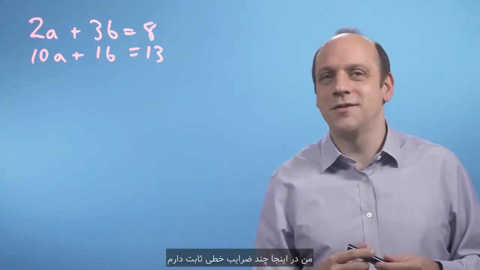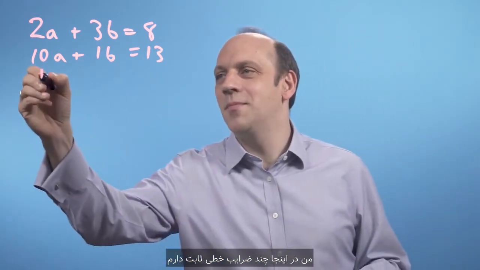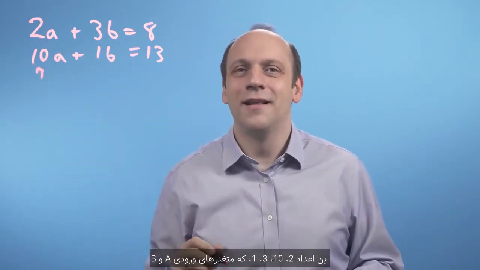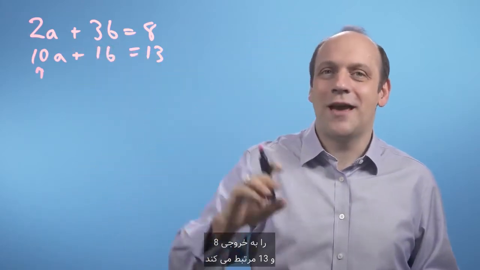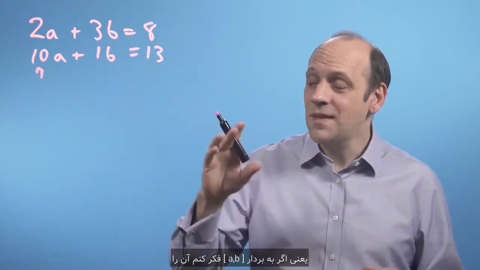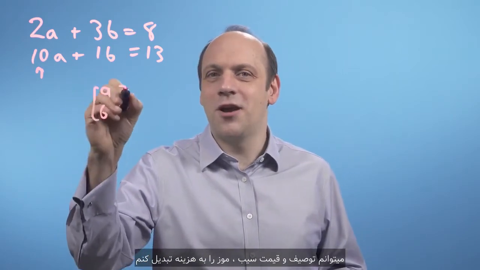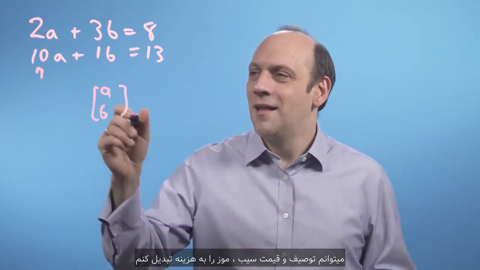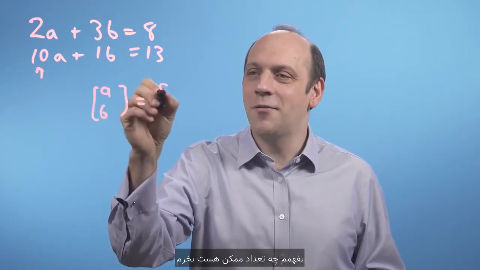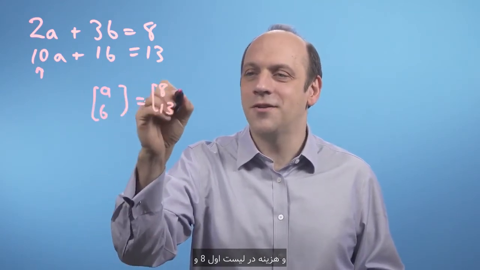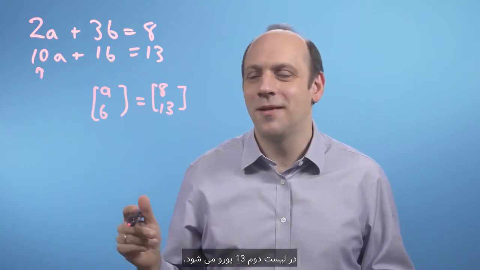I have some constant linear coefficients here, these numbers, 2, 10, 3, 1, that relate the input variables a and b to the output 8 and 13. That is, if I think about a vector (a, b) that describes the prices of apples and bananas, then this gets translated into a cost if I know how many of them I want to buy, and the cost happens to be €8 on the first trip and €13 on the second trip.